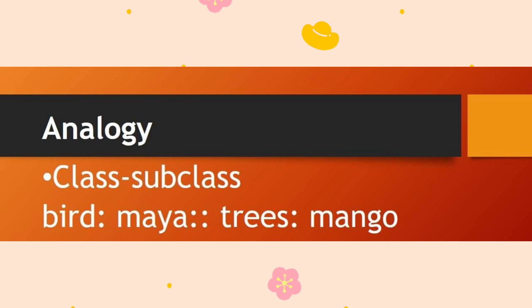One example is the relationship between class and subclass. Example, bird is to maya as trees is to mango. Maya is a subclass of bird and mango is a subclass of trees.